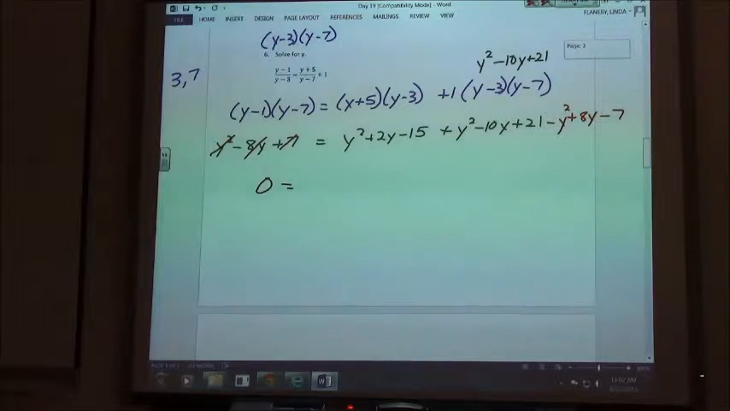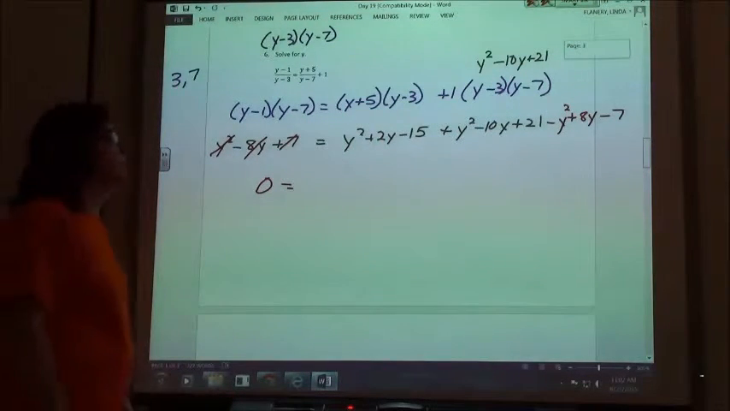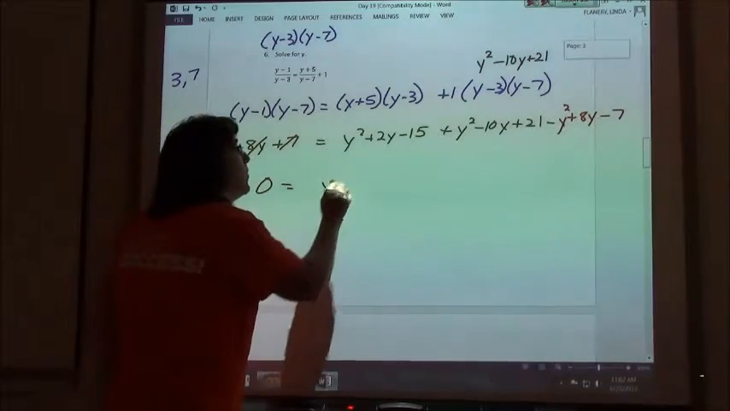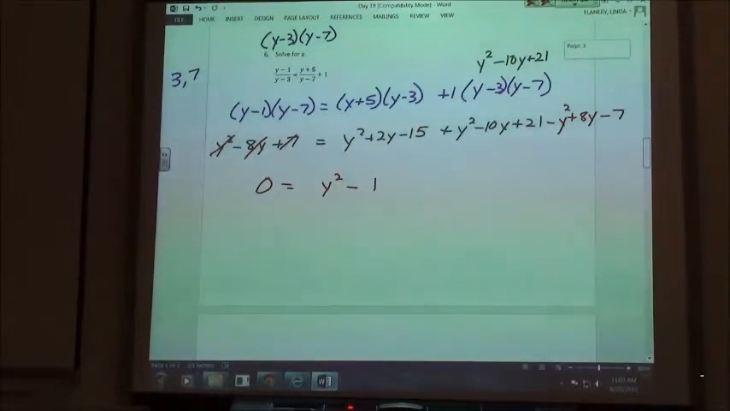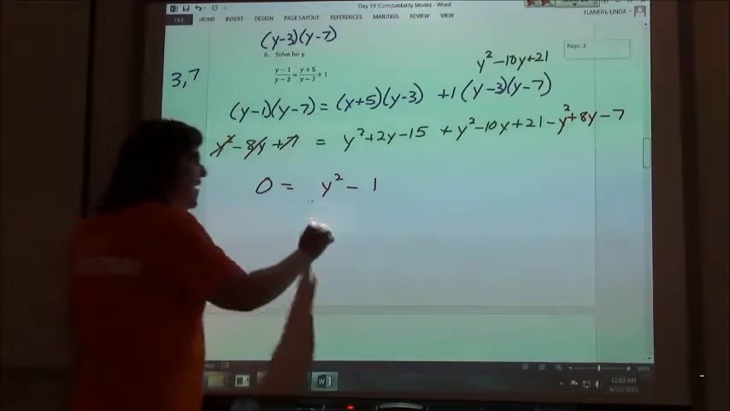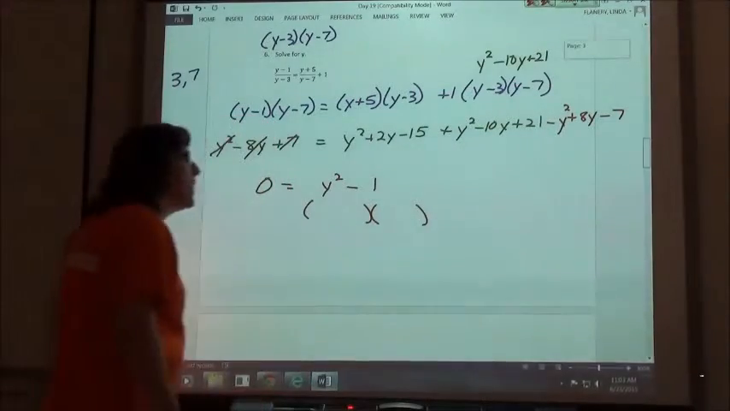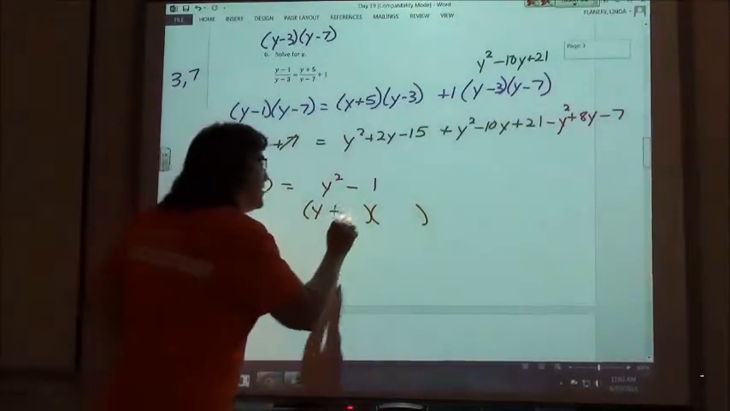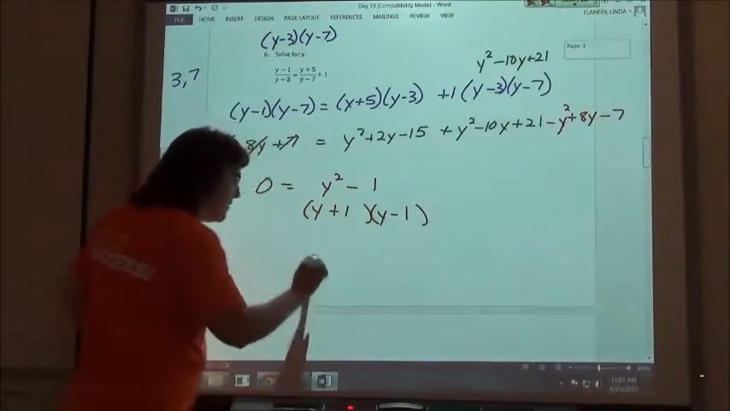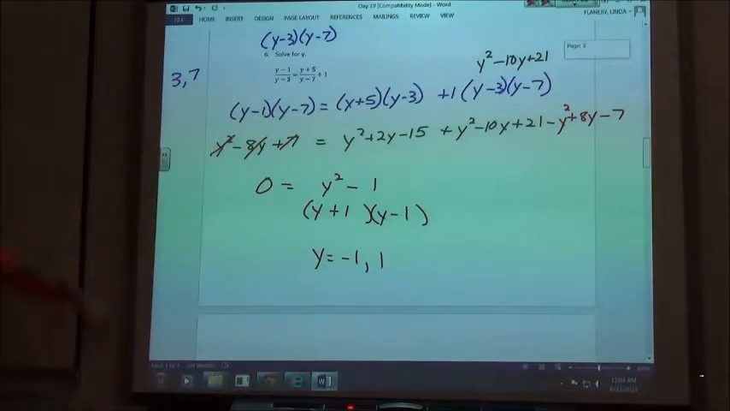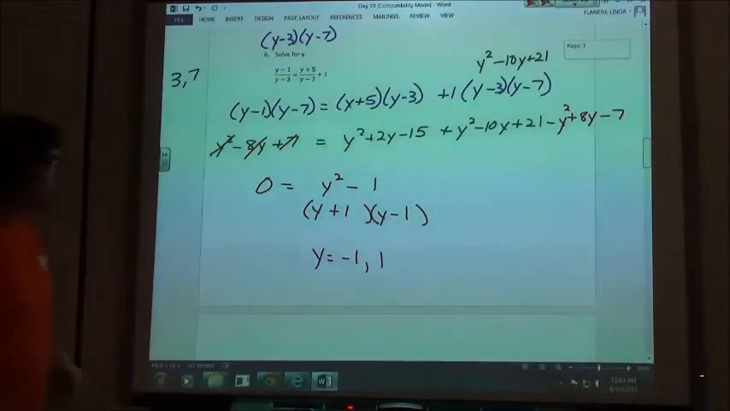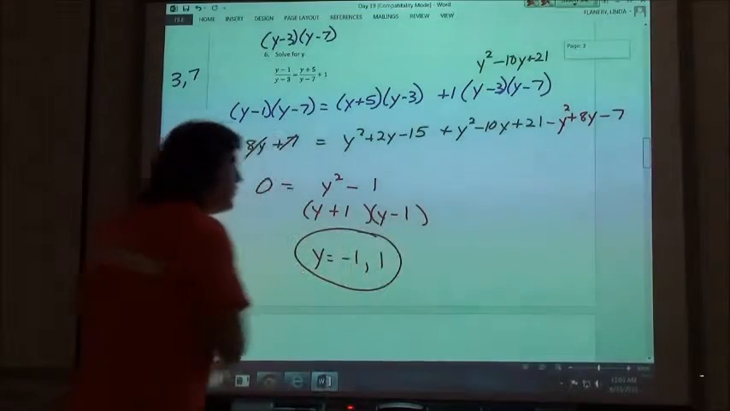So if I combine my like terms, I'm going to get y squared minus 1. And hopefully you recognize that as the difference of squares. How does that factor? Y plus 1 and y minus 1, and that means my two answers would be negative 1 and 1. Now look, doesn't match either of my restrictions, so those should be all right.